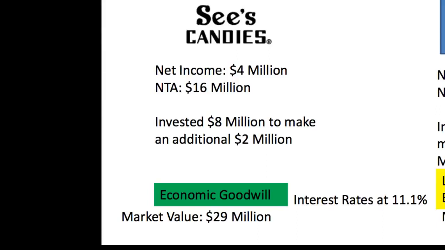So before we were dealing with $8 million for our net tangible assets, but in order to produce that $4 million, that additional $2 million in net income, we had to double our net tangible assets. So when we double our net tangible assets to make that additional $2 million, we have to invest $8 million in order to make that additional $2 million.